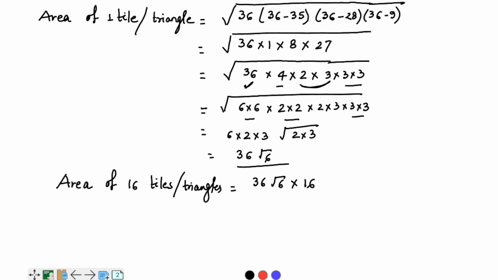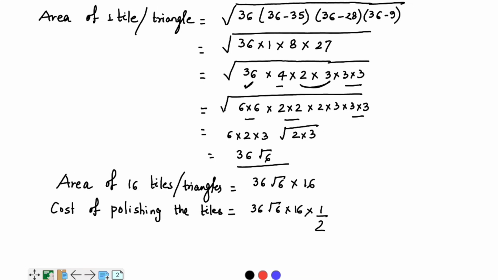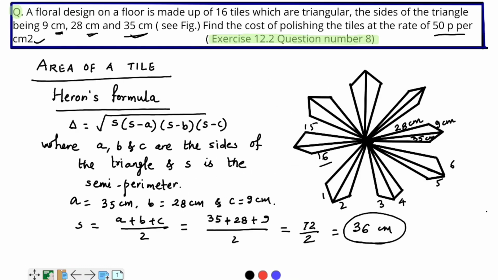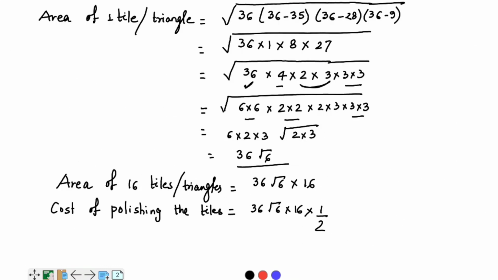Let us write it. Now the cost of polishing the tiles is equal to how much? Equal to, we will write it like this, 36 root 6 into 16 multiplied by 1 by 2. Now this is 50 paise per centimeter square. In rupees it will come out 1 by 2.